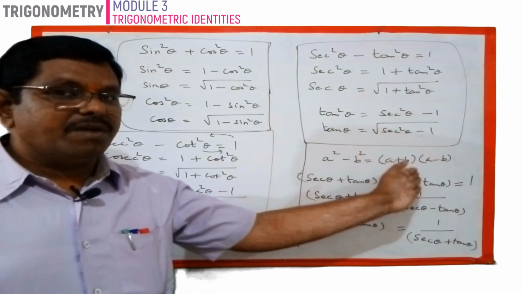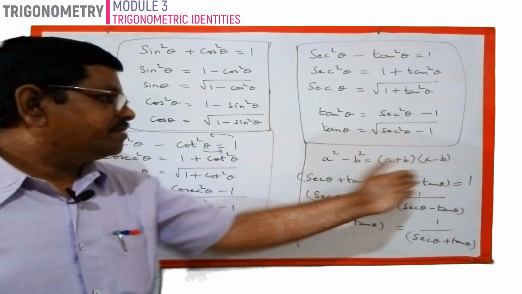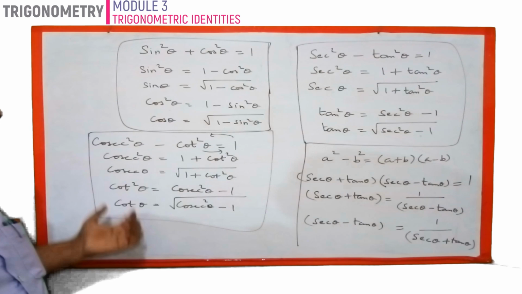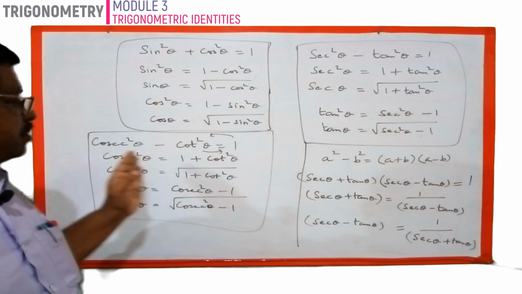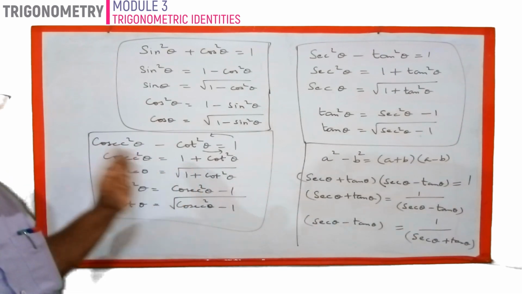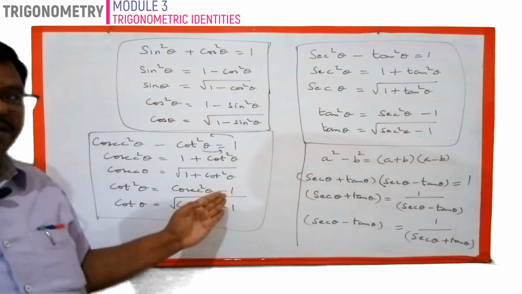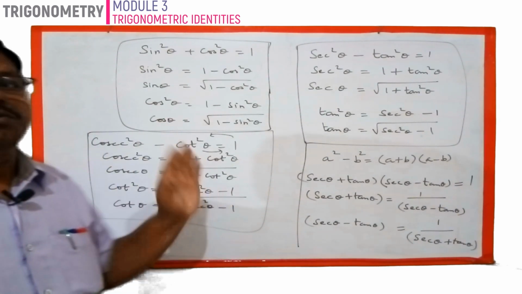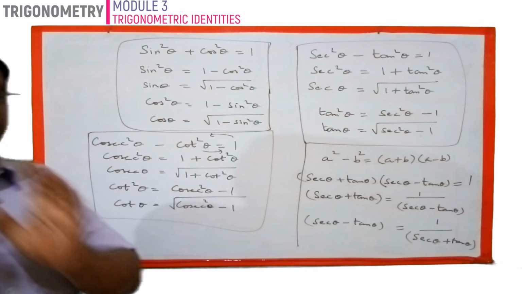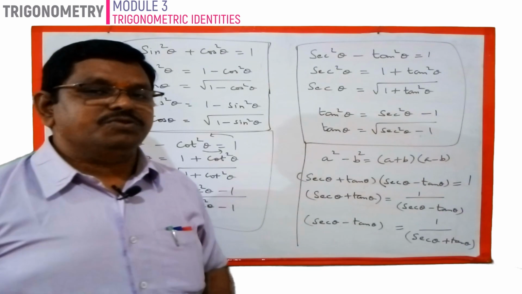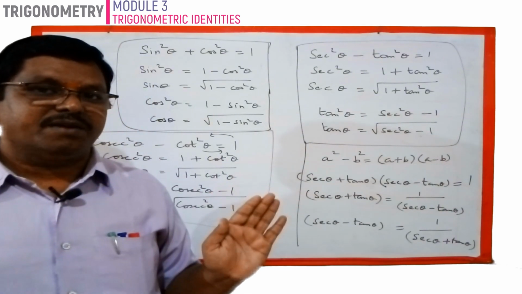The same formula a square minus b square is equal to a plus b, a minus b can be applied here. Here also we can say that cosecant theta plus cot theta is equal to 1 by cosecant theta minus cot theta. Suppose if we want cosecant theta minus cot theta, that will be equal to 1 by cosecant theta plus cot theta. Here my sincere advice to all the students is don't by heart any formulae.